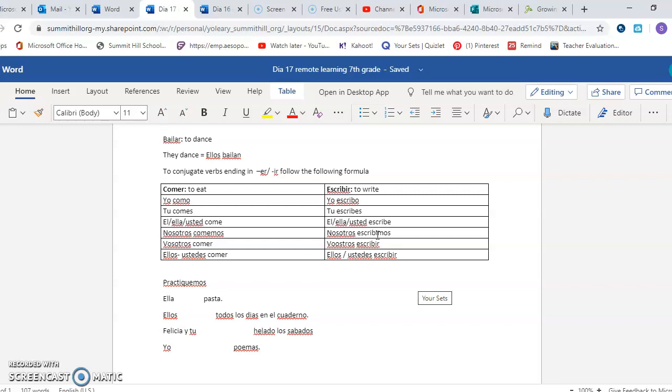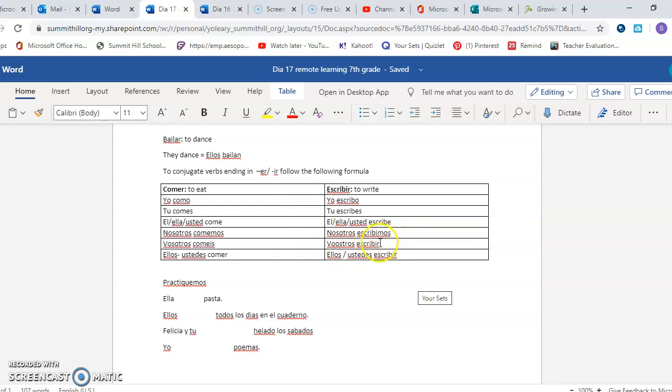Notice the nosotros form is the only one that is going to carry the I. For the rest, you're going to put an E. So nosotros escribimos will be we write. For the vosotros, conjugate the ER ending, and it will be coméis. There is an accent mark on top of the E. We're not worrying about accent marks.